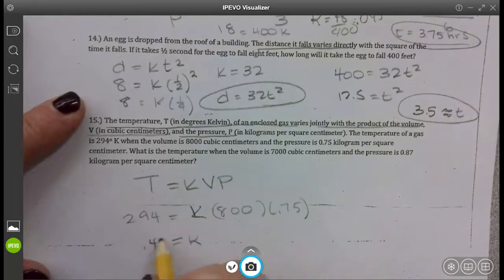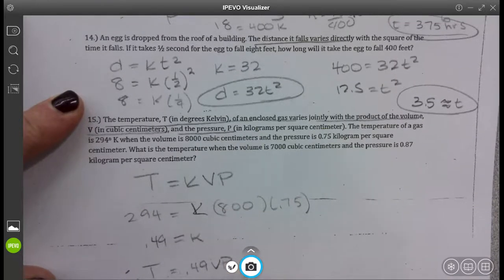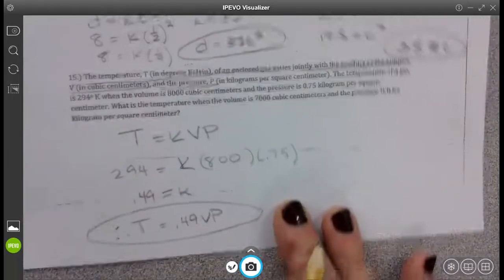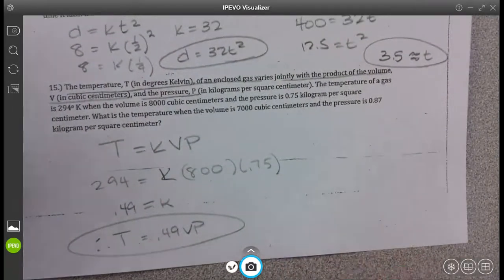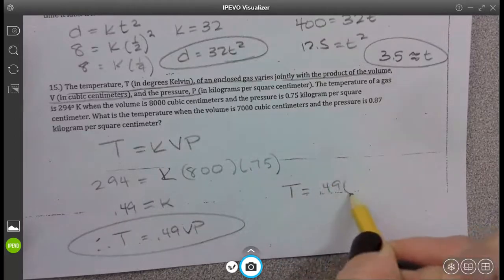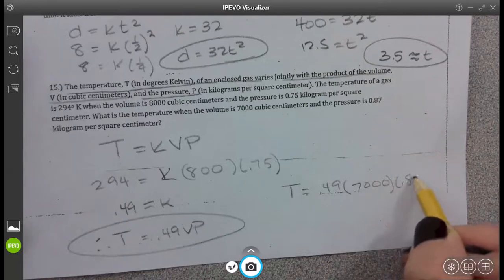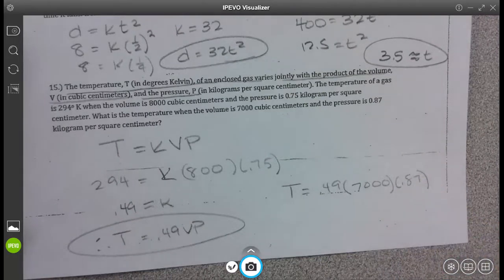0.49. Therefore, your equation is 0.49 volume, pressure. It says, what is the temperature when the volume is 7,000 cubic centimeters and the pressure is 0.87 kilograms per square centimeter? So take 0.49 times 7,000 times 0.87.